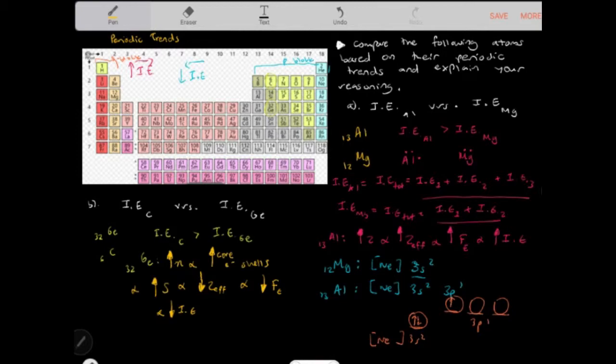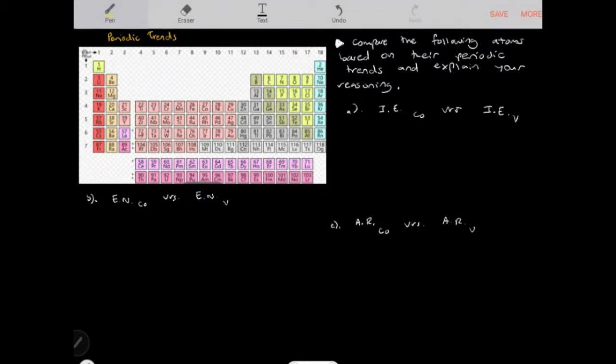However, transition metals can have multiple valencies, right? So you also need to consider how many valence electrons you're considering, because there are going to be multiple ionization energies that you have to calculate. But for the most part, this trend will suffice.